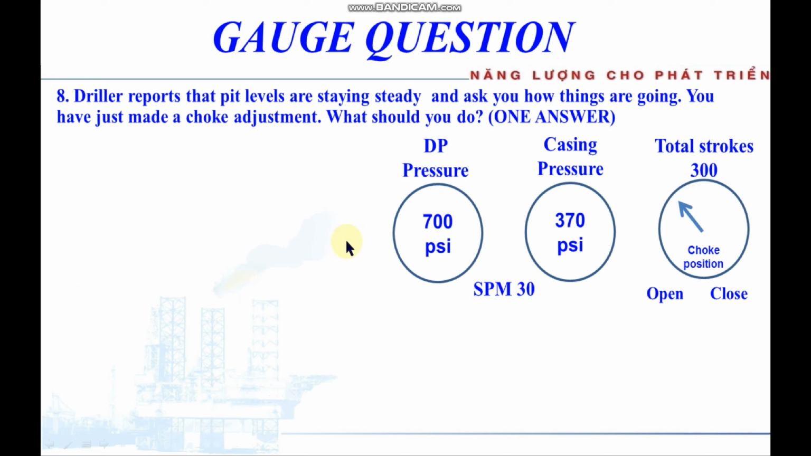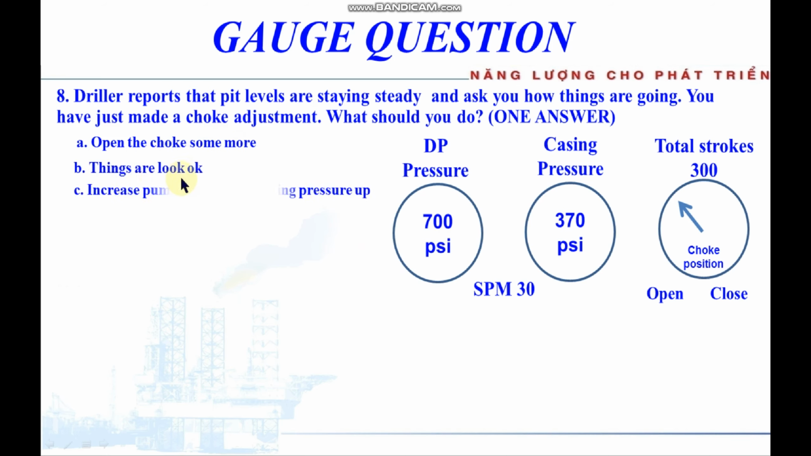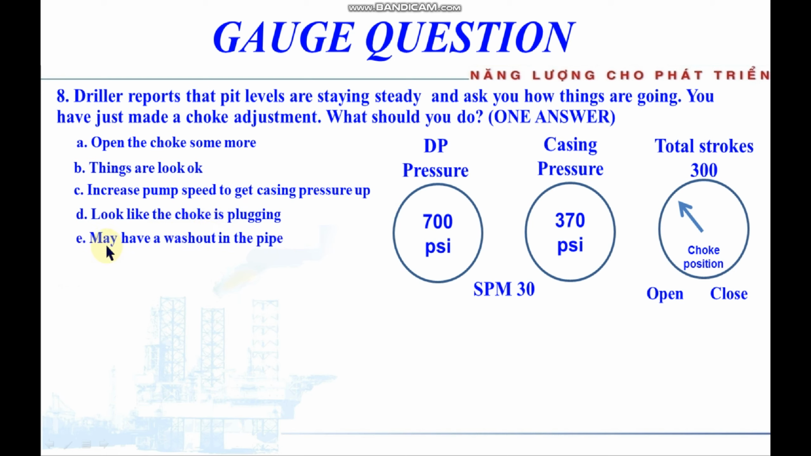A. Open the choke some more. B. Things look okay. C. Increase pump speed to get casing pressure up. D. Looks like the choke is plugging. E. Maybe a squeeze out in the pipe. F. Close the choke a little to get casing pressure up. G. The choke may be washed out.